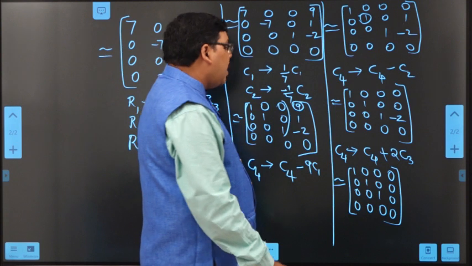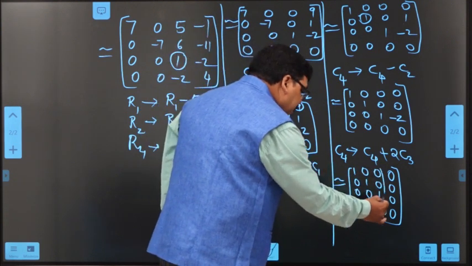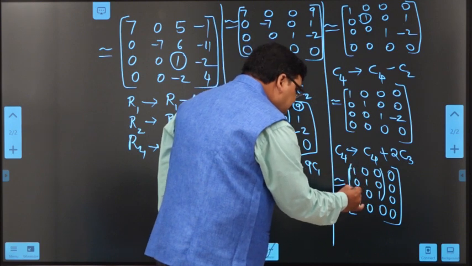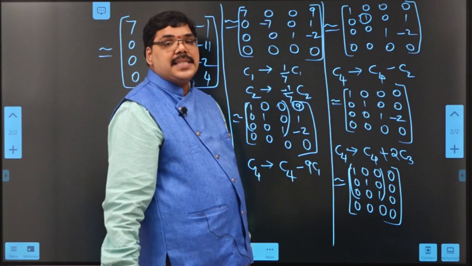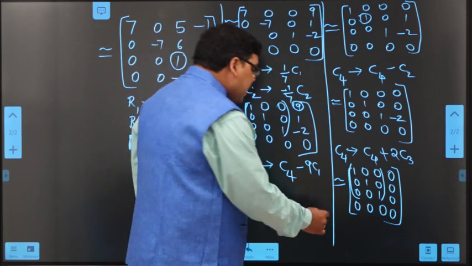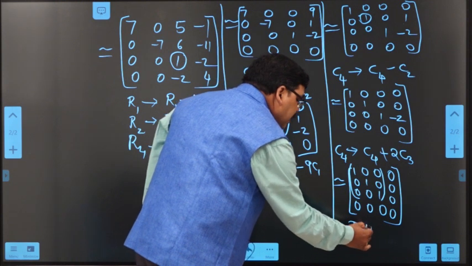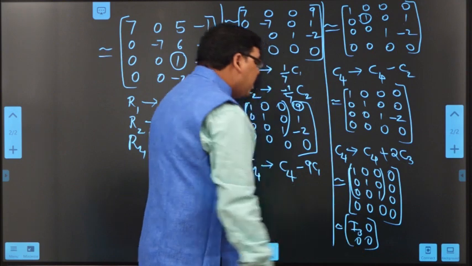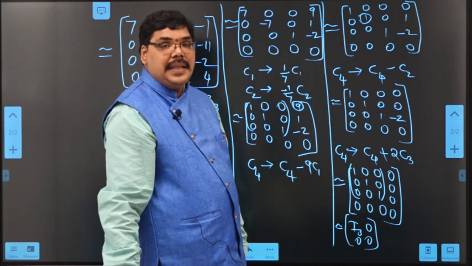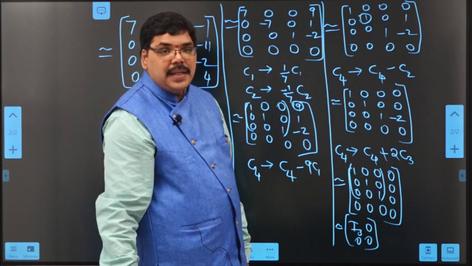So this is reduced as I3. If you consider this part, that is nothing but identity matrix of size 3. So this is reduced as I3, 0, 0, 0. So what is the size of the identity matrix? 3. Therefore, rank of the given matrix will be 3.